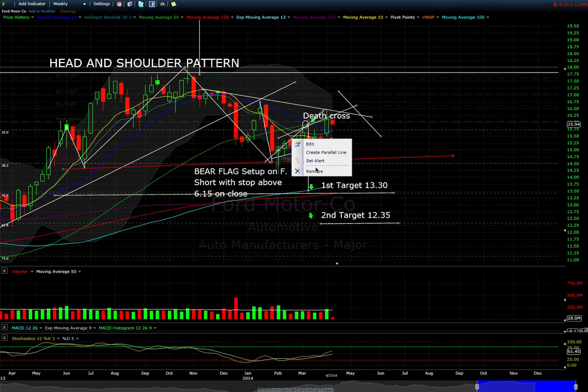Let me get rid of this imaginary shoulder so I can see the pattern better. See this? It's still not as clean. You'll see every down move.